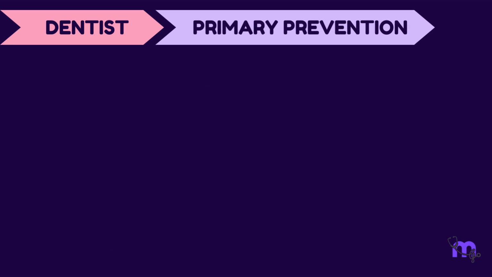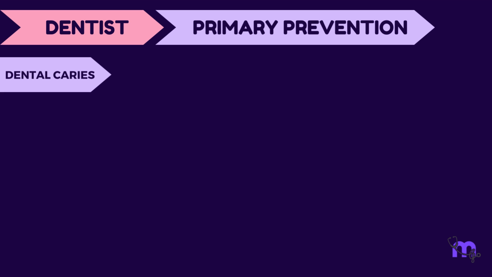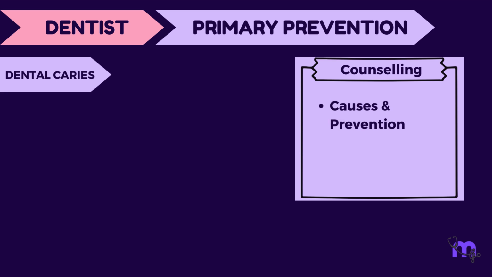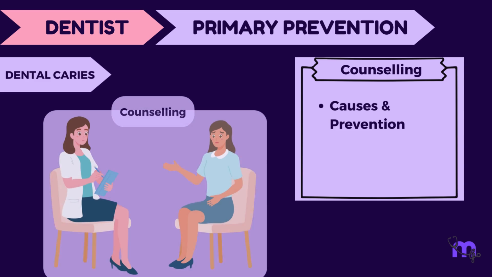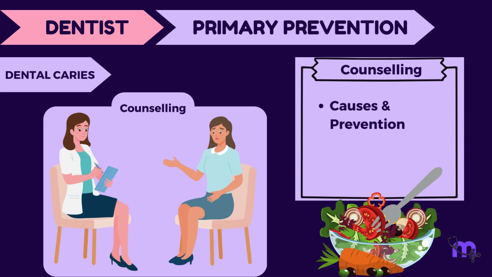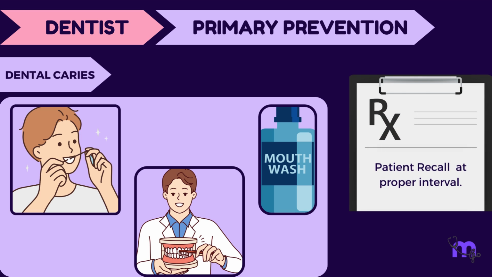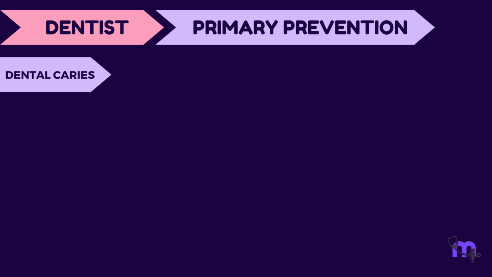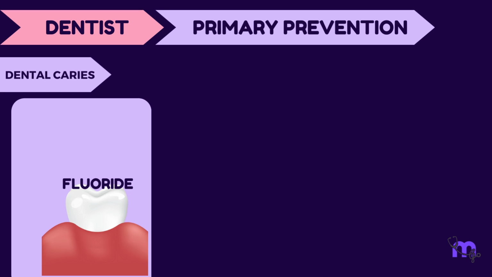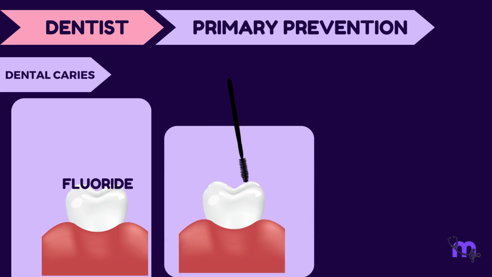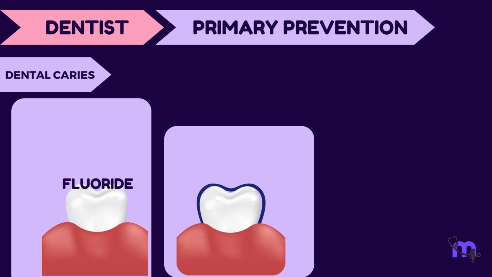Finally, talking about dental caries, a dentist can prevent it primarily by not only educating the patient about its cause and prevention, but also counseling them about their diet, which should contain less sugar and carbohydrates. Plaque control programs can also be introduced. The patient must be recalled at proper intervals to ensure reinforcement. We know fluoride has properties which prevent caries from occurring.